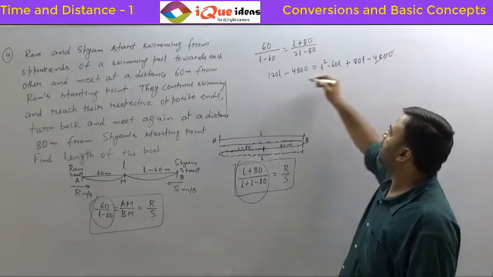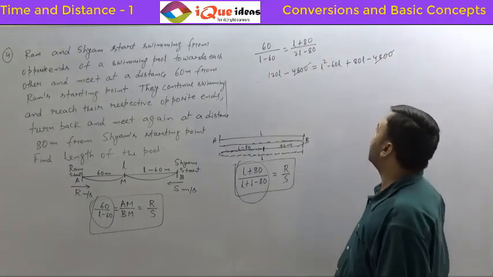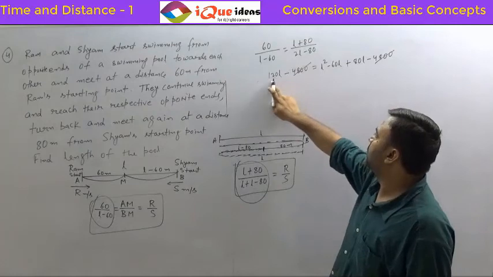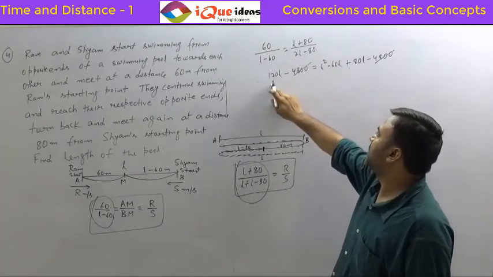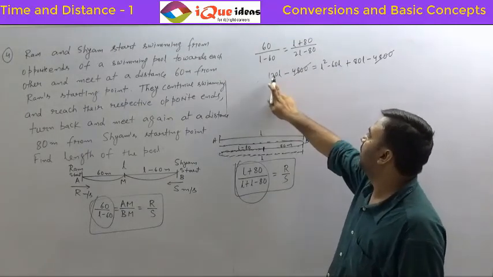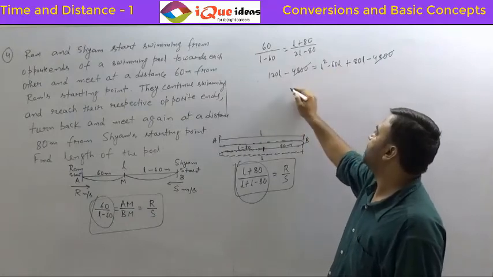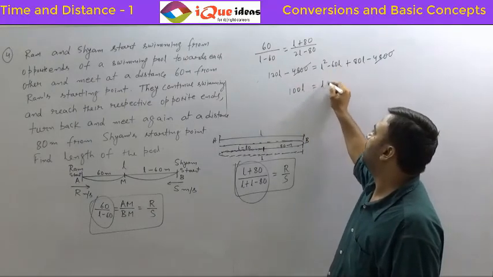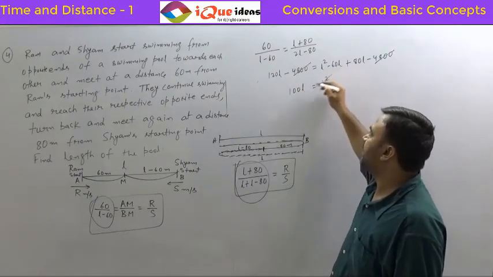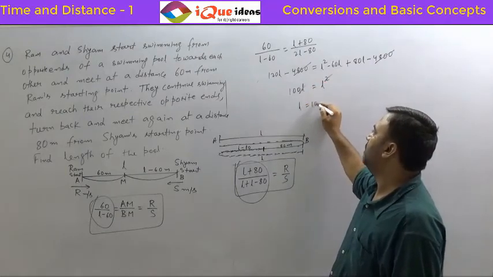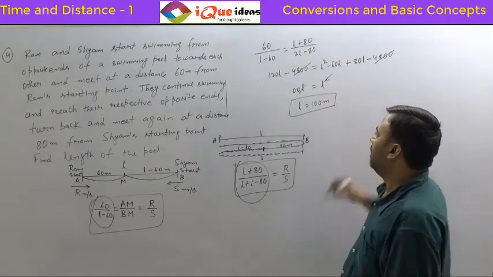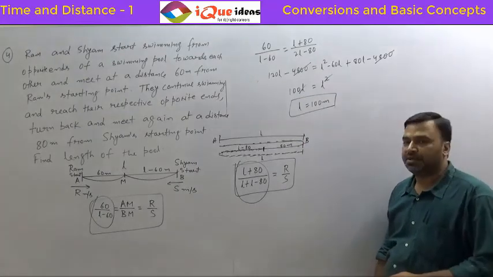So you see from 4800 this gets cancelled. 60L goes to the other side, gets added, 80 goes to the other side, gets subtracted. So 60 added to 120, 180 minus 80. So 100L is equal to L square. Now L is non-zero number, so we can cancel one L. We'll get L equal to 100 meters. So length of the pool is 100 meters.